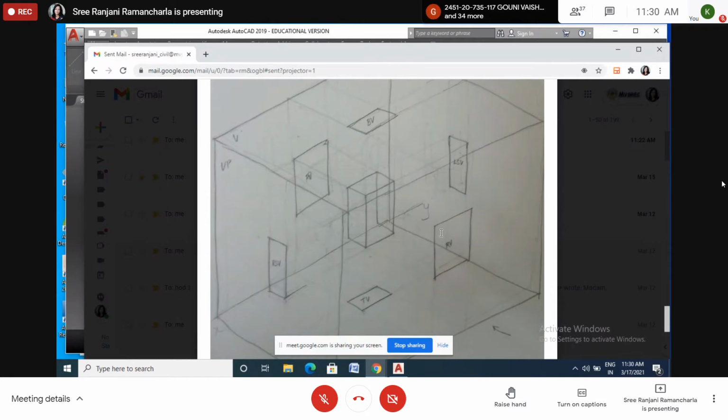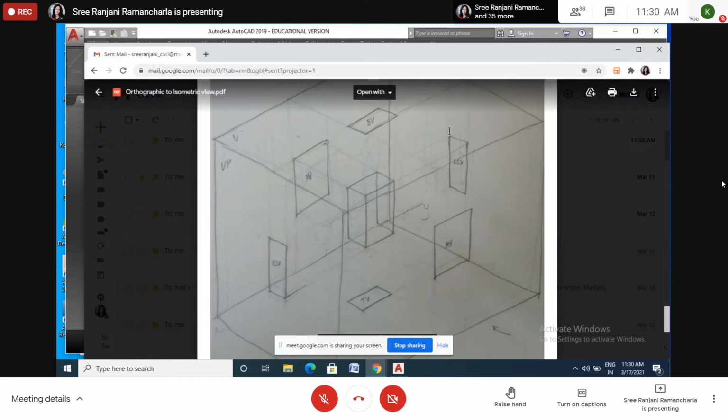Okay. Now here you see the side views. Now this one is the left side view. So this is the left side. When the observer is here, this is the left side. So when we see from this view, this view will be on this plane. So it is called the left side view.